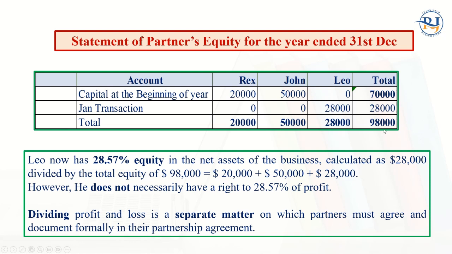50,000 divided by 98,000, then we will be able to calculate John's capital invested share. No, I'm not talking about the profit share, only the capital invested share. 20,000 divided by 98,000, then we will be able to calculate the equity share of Mr. X. In this case, dividing profit and loss is a separate matter on which the partners must agree and document formally in their partnership agreement.